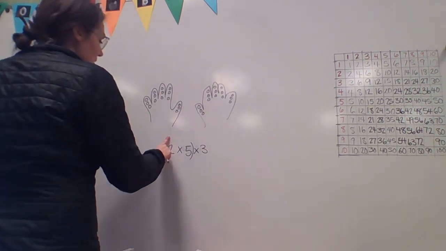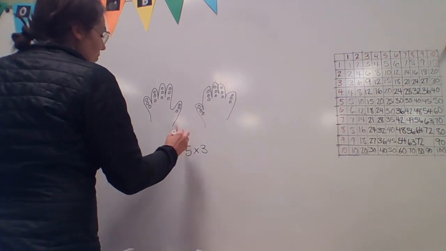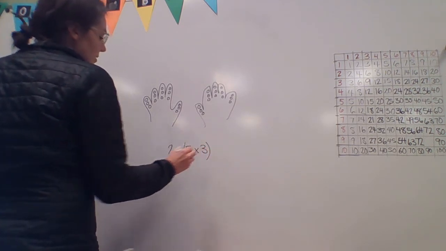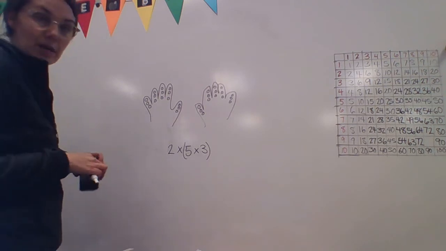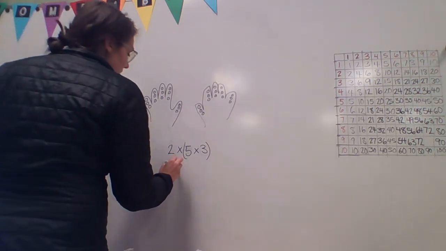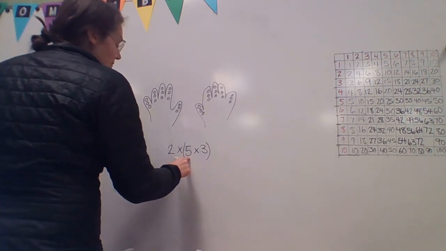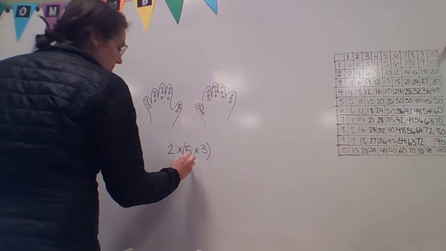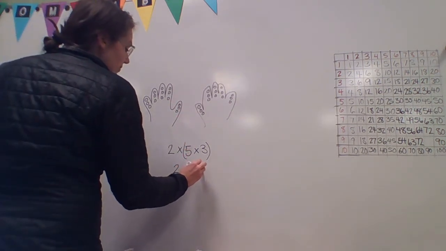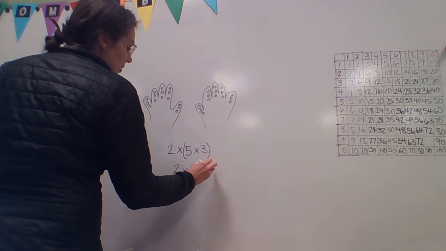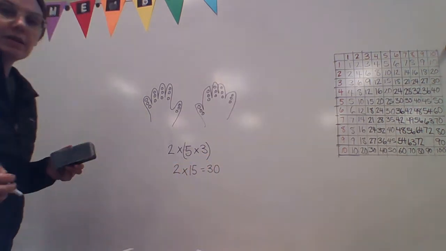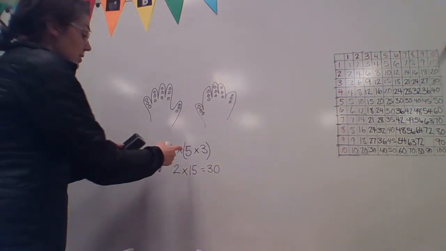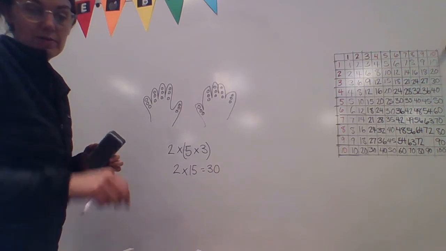However, you may also decide to say, oh, I'm actually going to group 5 and 3 because I know that then I can just double whatever that number is. So it would be like saying 2 times 5 times 3, 5, 10, 15. 15 and 15 makes 30. Same answer, different grouping. Okay?